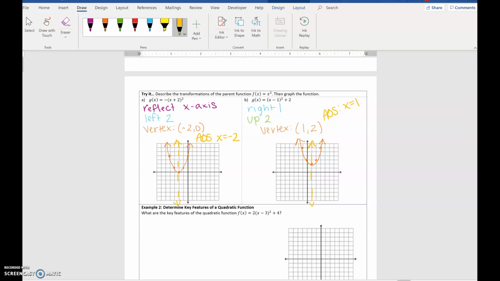Okay, so go ahead and check your answers here. So we had reflect over the x-axis, we're moving left 2, our vertex would be (-2, 0), and then the axis of symmetry is x equals -2, and we graphed it. And then same idea over here. We had right 1, up 2, and vertex (1, 2). Axis of symmetry would be x equals 1, and then we had our U shape.